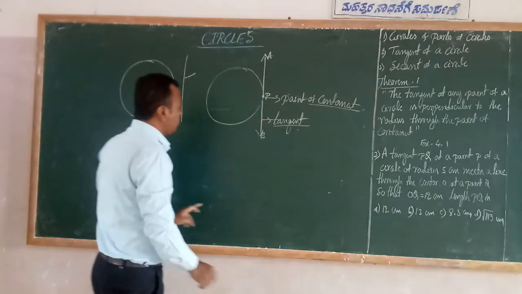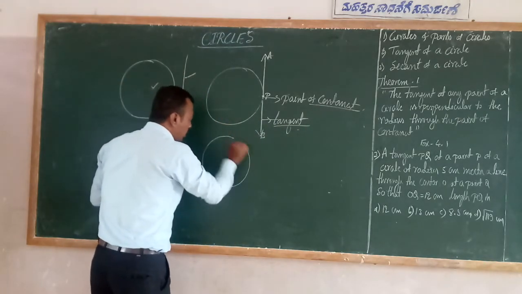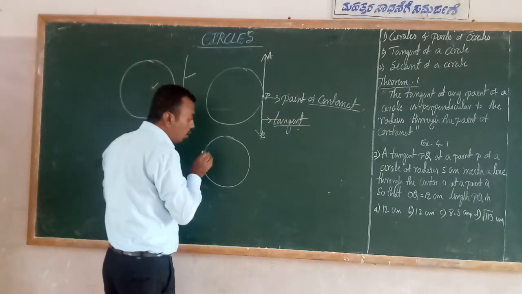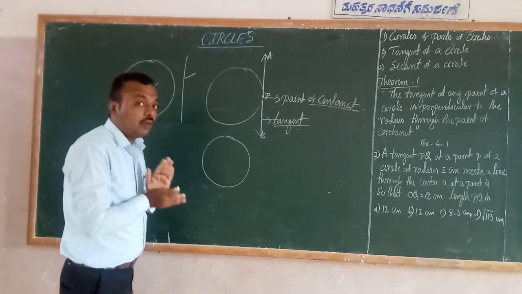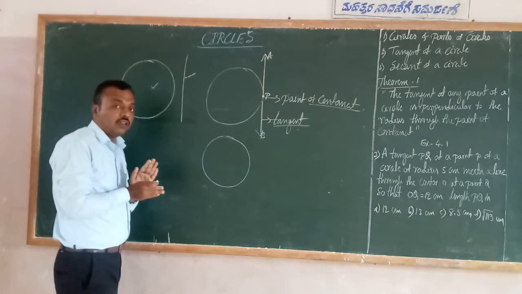Okay, so now students, take one circle. How many tangents can be drawn to a circle? How many tangents can be drawn to a circle?